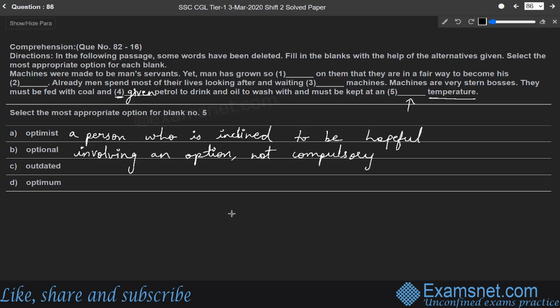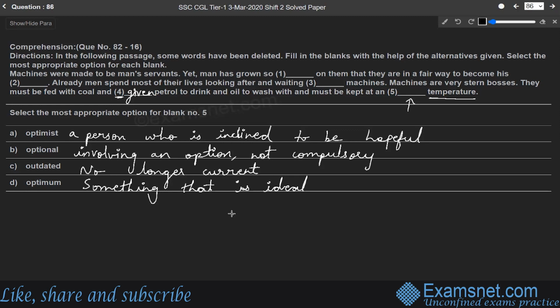All right. Next option is outdated. Outdated is no longer current. Like, for example, if we buy something and after a few months or after a few weeks, it is outdated. So it is no longer new in fashion. Next option is optimum. Optimum means something that is ideal. So these are the meanings of all the given words.